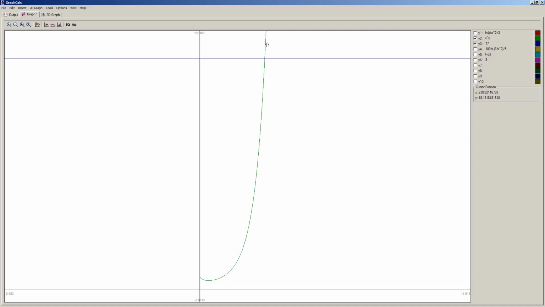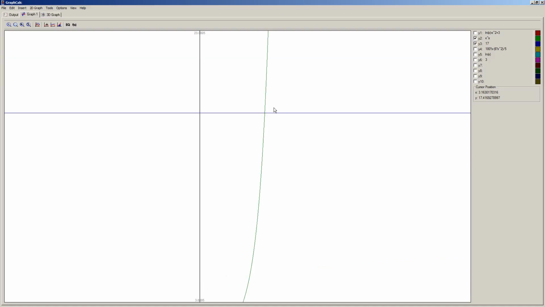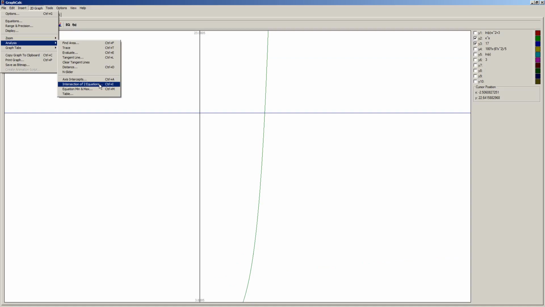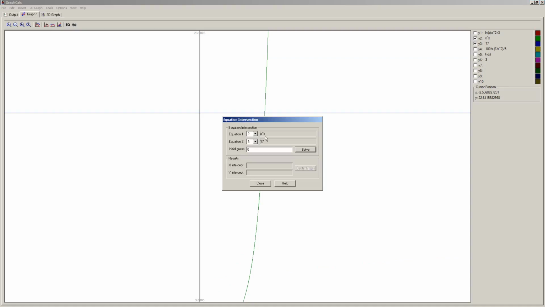And I'm going to go in and see where these two cross. Okay? So let's go up here, 2D analysis, intersection of two equations. x to the x is equal to 17. My initial guess, a lot of times this is very important, and you're going to see why once we get into the details of how this process actually works. Guess of 1, I'm going to hit solve, and the answer is 2.775. And notice the y-intercept is almost equal to 17.